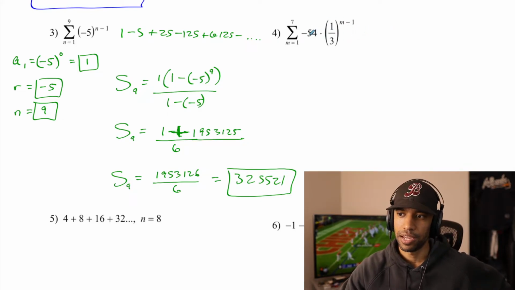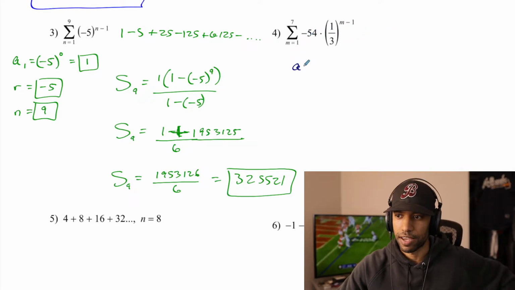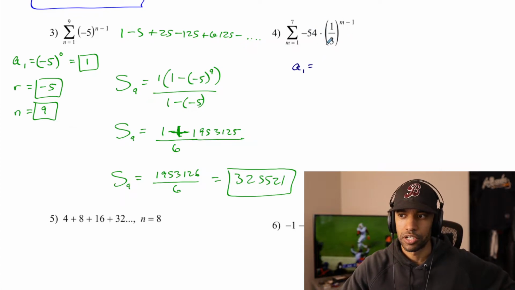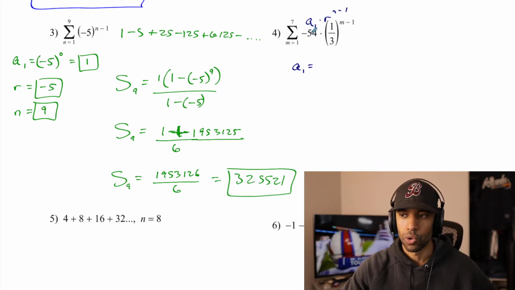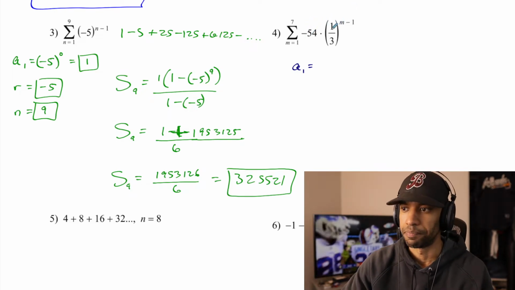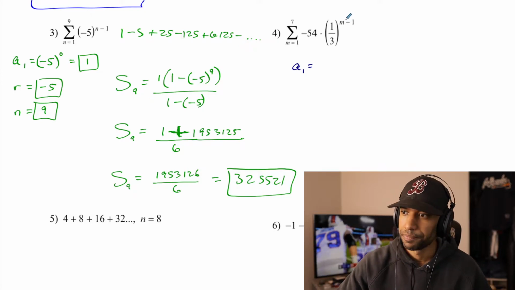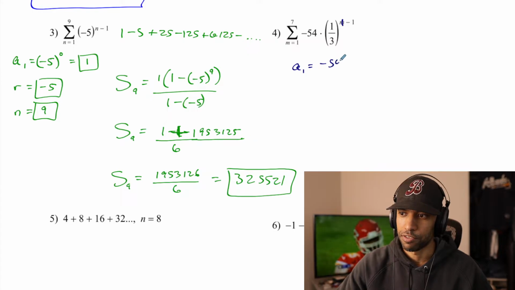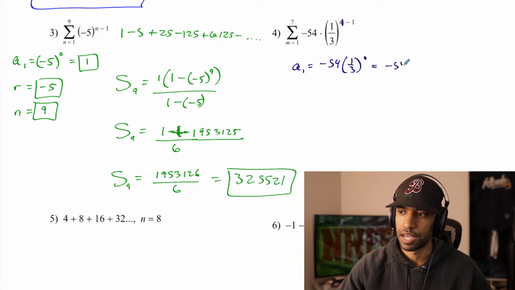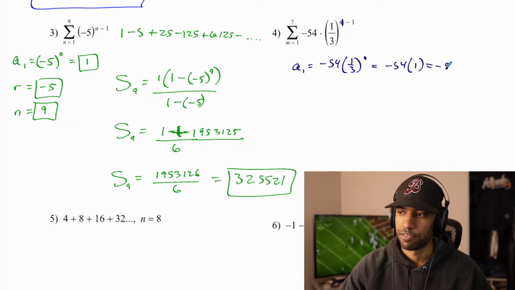Now this problem here does start, if you know, we have to find a sub 1 anyway, but if you know this is our geometric sequence with a sub 1 times r to the n minus 1 power, that this actually is your a sub 1. This is the value of your first term. If you don't, plug 1 into here, and 1 minus 1 is 0, and negative 54 times 1/3 to the 0 power is negative 54 times 1, which is negative 54.